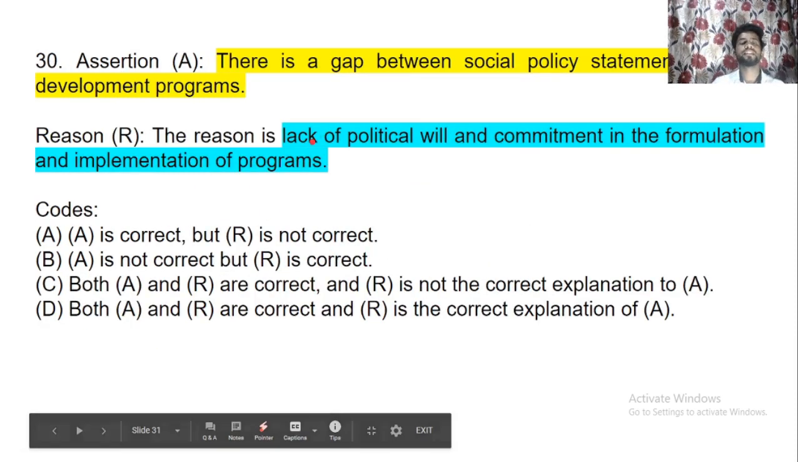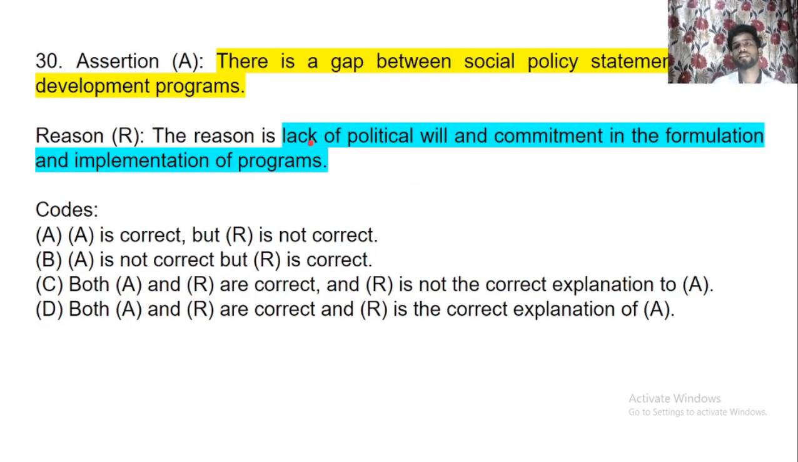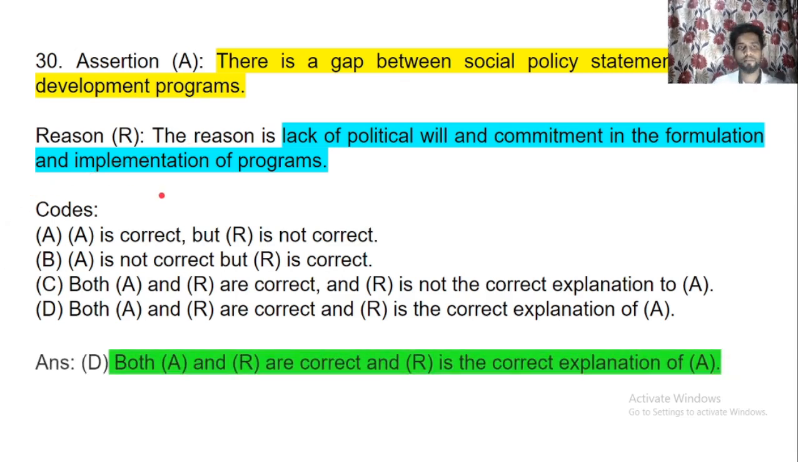So, there is a gap between social policy statements and development programs. The persons lack political will and commitment in the formulation and implementation of programs. So there is a gap between the social policy statement and development programs, and the reason is lack of political will. Yes, if there is a lack of political will and commitment for formulation and implementation of programs, there is a gap between the social policy and development programs. Definitely there will be gaps. So both are correct, and R is the correct explanation of A.